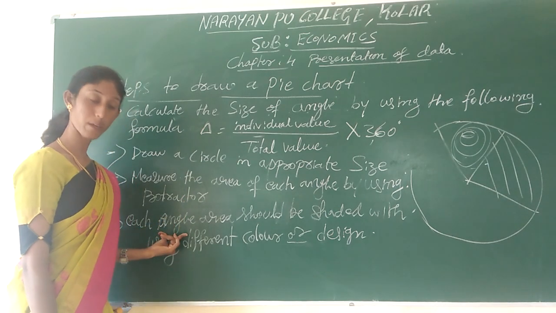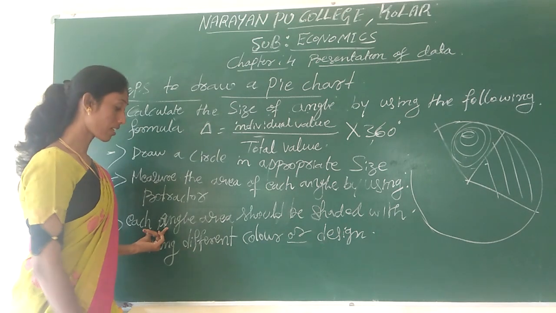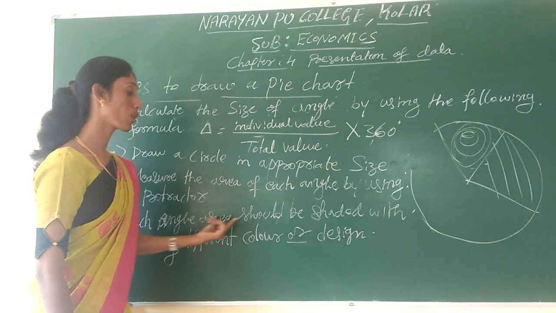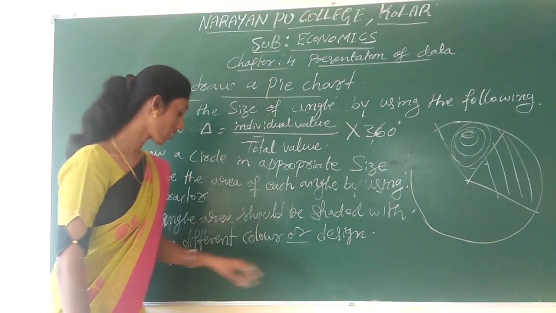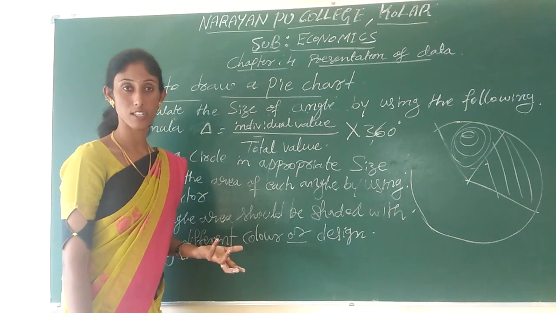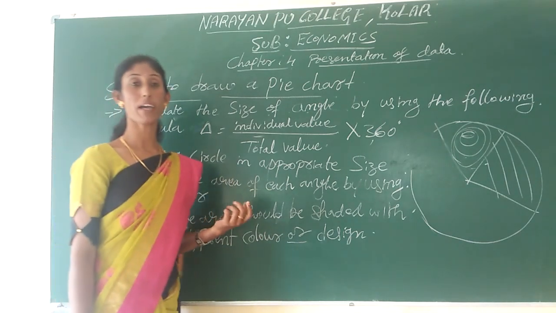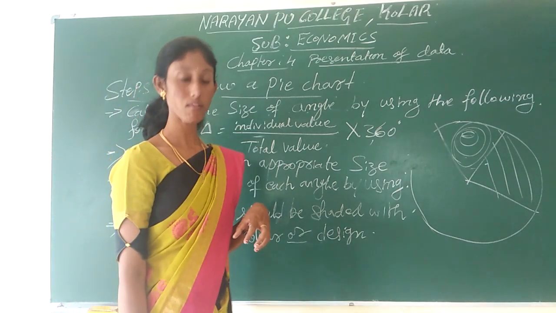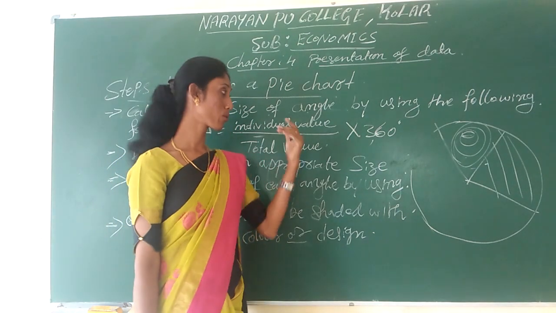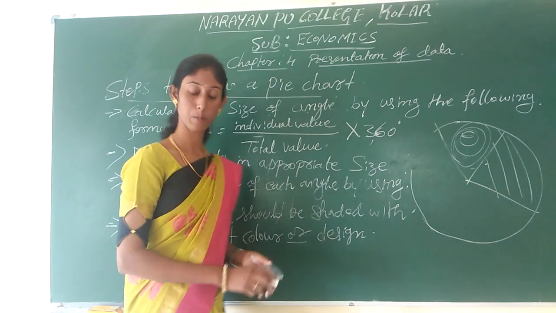And the fourth step is, after finding the size of each angle, each angle area needs to be shaded with different colors and designs for easy identification. Got it now? These are the main four steps. Now, by using one particular example question, how to draw a pie chart using all these steps will be discussed now. Okay?